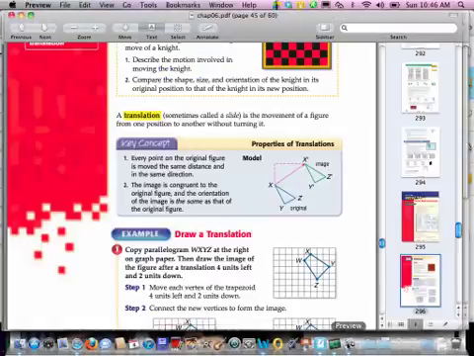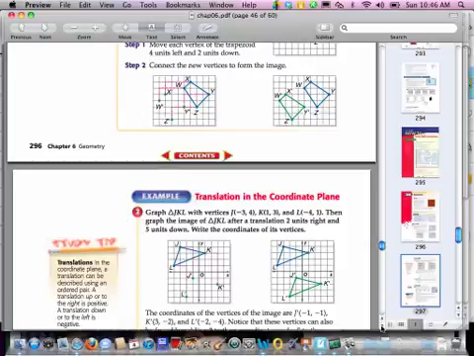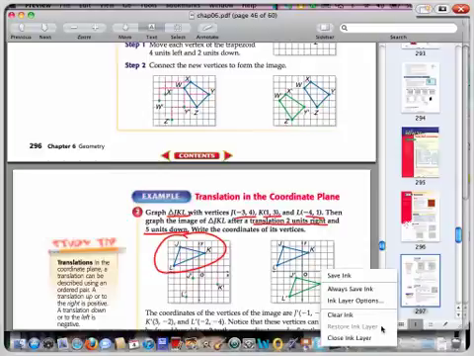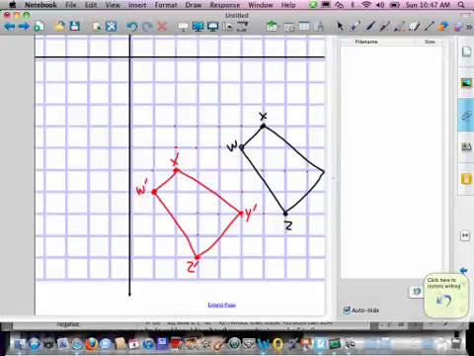Okay, let's take a look at the next one. If we go back to the book here and we look at the next example, it says graph triangle JKL. So here's my triangle JKL with vertices -3, 4; 1, 3; -4, 1; and then graph the image of it after translation of 2 units right and 5 units down. So let's go back to our grid and do that on that grid. So let's close that. Go back to here. Go to the next page.